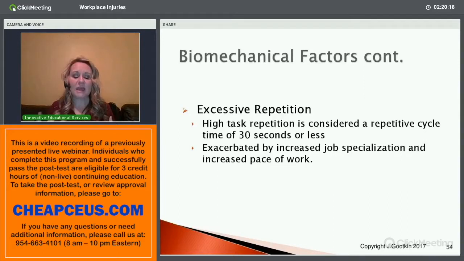Excessive repetition, high task activities where the cycle time is 30 seconds or less. So we're thinking of our workers who are primarily performing one function for a prolonged period of time. Maybe it's not for very long, but they're doing it day after day. Do we put all of our massages back to back in the clinic? No, because we know we need the micro breaks. So think of assembly line workers, individuals in dental clinics, nail salons, many different professions where they're repeating tasks.